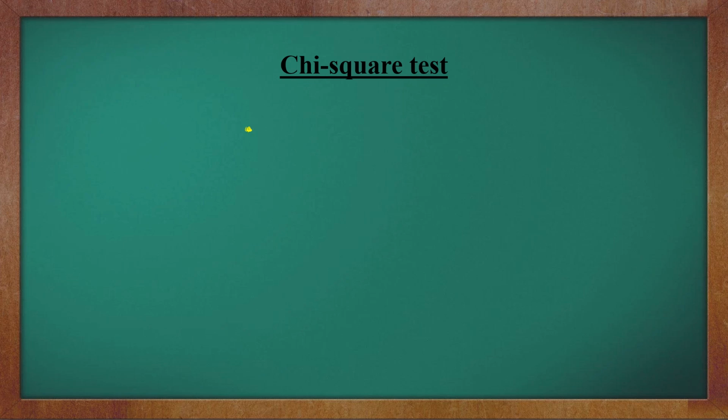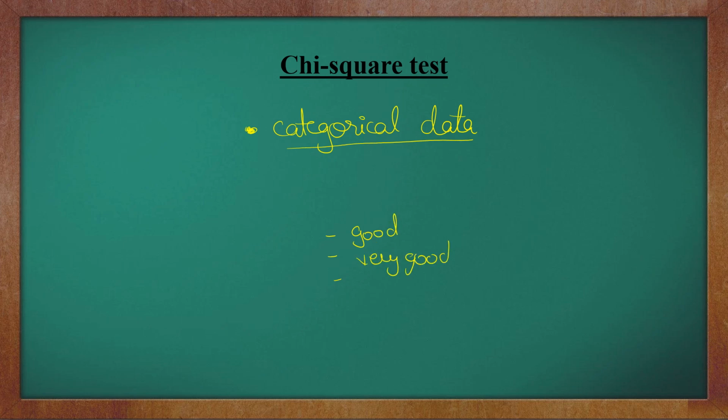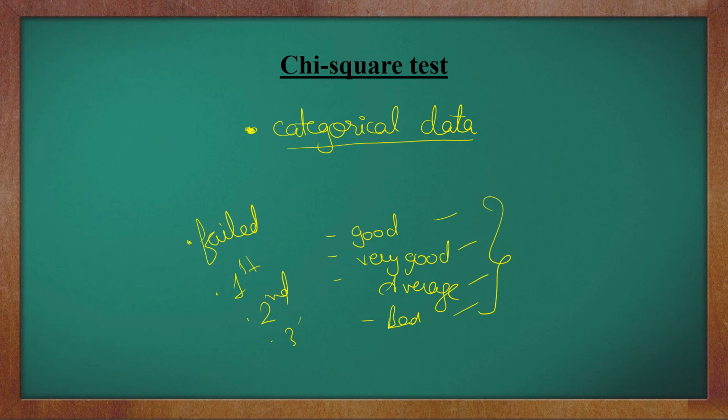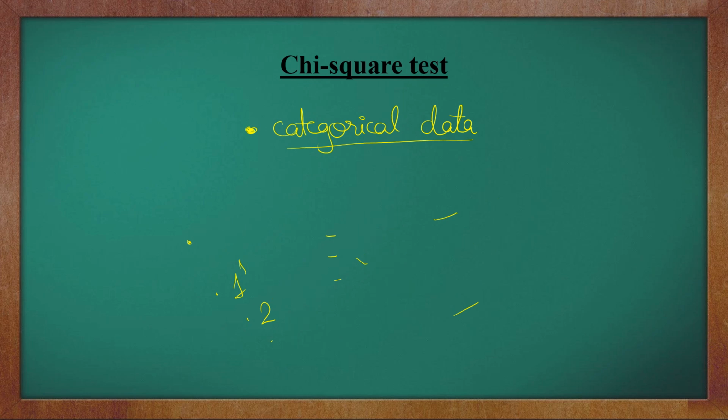For the chi-square test, the primary condition is that it is applicable on categorical data. Now what is that? Suppose you go to a restaurant and order something, and you get options: is it good, is it very good, is the food average, or is the food bad. You are getting these categories, so this type of data belongs to categorical data. One more example: in a class, students failed, got first position, second position, third position. These are categories, so this is categorical data. On this type of data, we always apply a chi-square test.